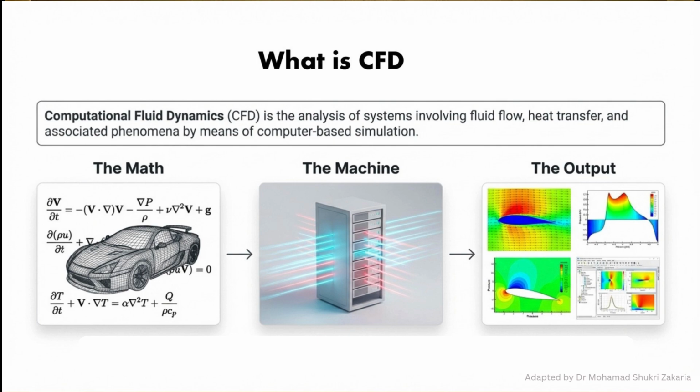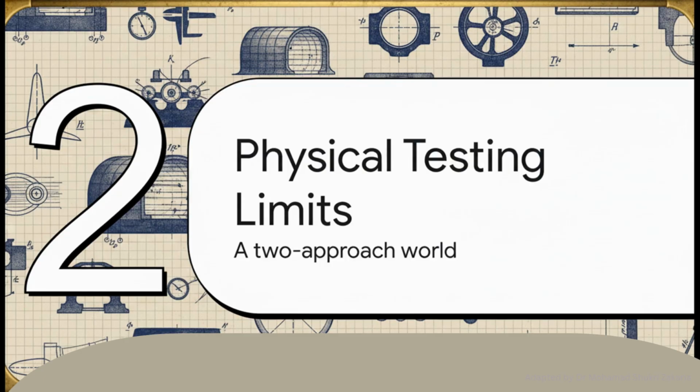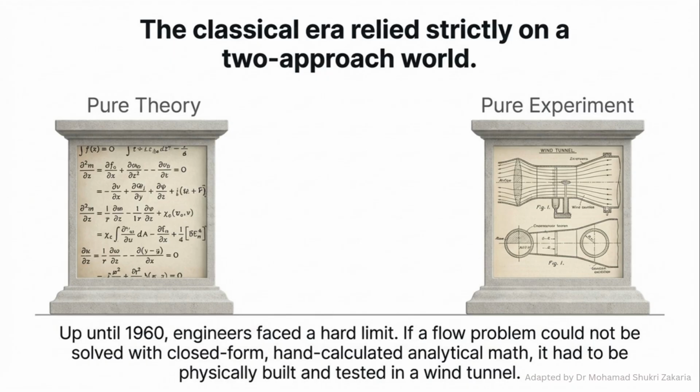But you might be wondering, why did we even need this? To really get that, we have to rewind the clock a bit and look at the massive brick walls engineers were hitting before the digital age. You know, before the 1960s, if you were an engineer, you had two choices. That's it. You had pure theory, which meant trying to solve all the math by hand, something you could only do for the simplest, most basic problems. Or you had pure experiment, where you had to physically build a scale model and stick it in a gigantic, wildly expensive wind tunnel. There was absolutely nothing in between.